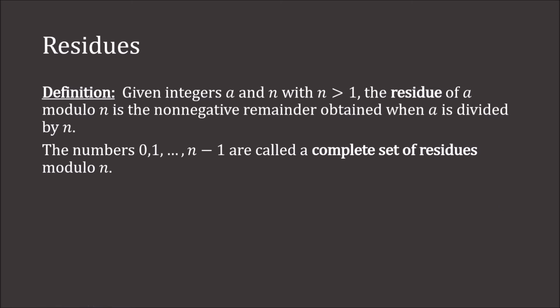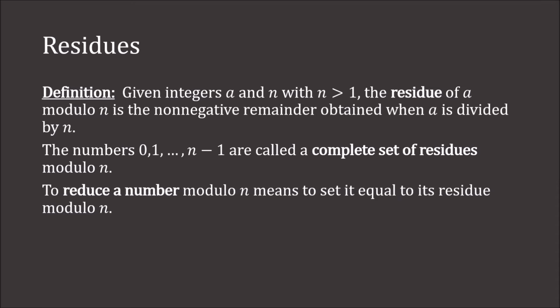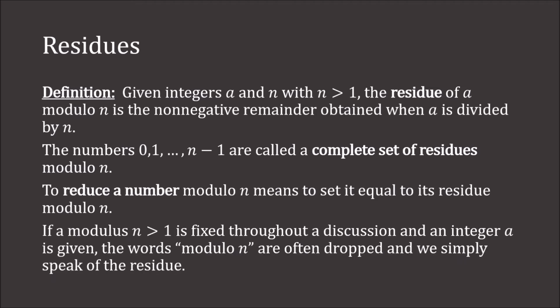The numbers 0, 1, 2, 3, and so on, up through n minus 1 are called a complete set of residues modulo n, and to reduce a number modulo n means to set it equal to its residue modulo n. If a modulus n greater than 1 is fixed throughout a discussion and an integer a is given, the words modulo n are often dropped, and we simply speak of the residue.